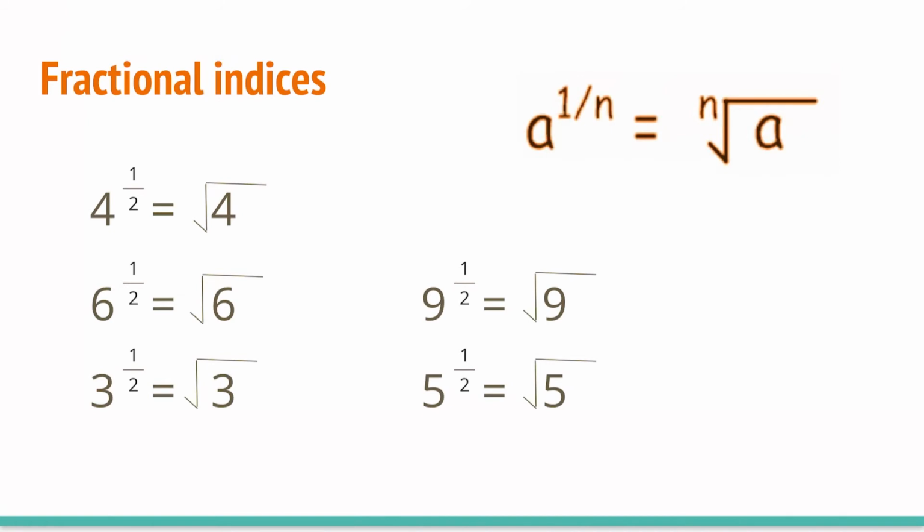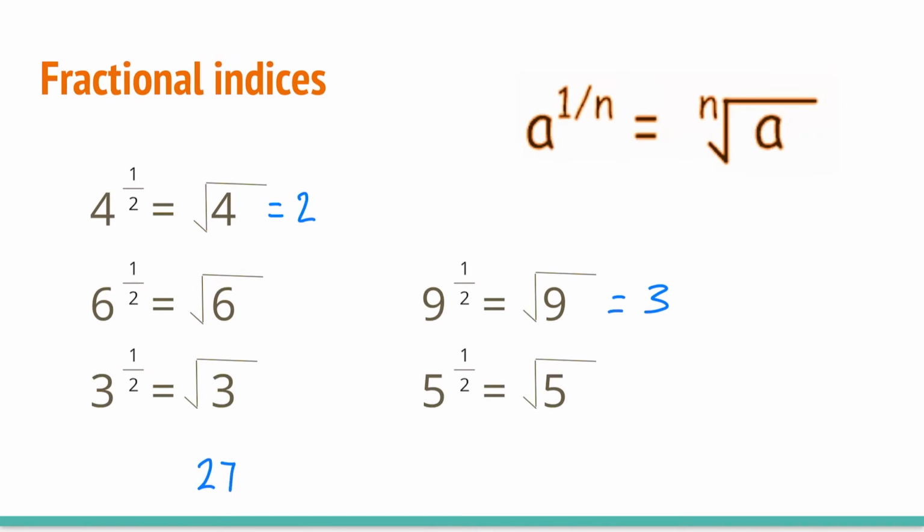So 4 to the half is the square root of 4, which is just 2. 6 to the half is the square root of 6, which we can't do. 3 to the half is the square root of 3. 9 to the half is the square root of 9, which I do know. And 5 to the half is the square root of 5.